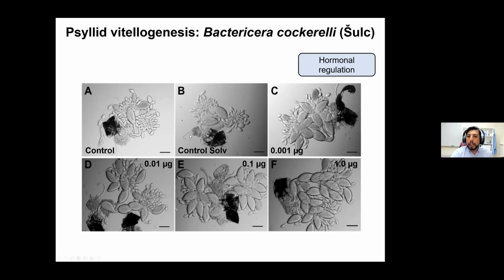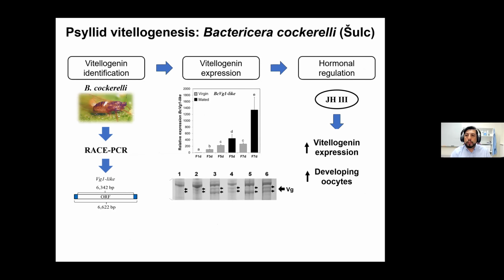When the spermatheca has this shape, it is an indicator that the insect has not mated. And you can see, pretty easily and straightforwardly, that as we increase the doses of juvenile hormone, there are more mature oocytes. This is exactly what we observed. So this is a small summary of what I did.